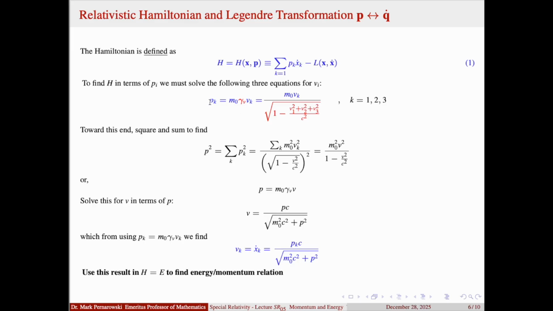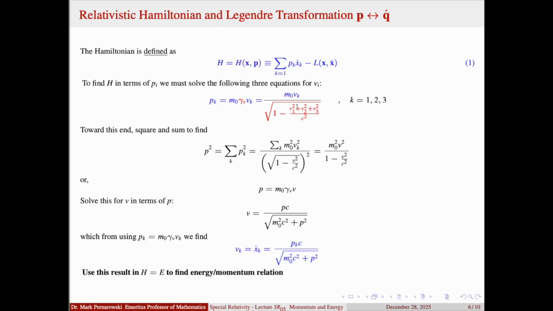Well, we already computed what the momenta were. That's this expression here, and it's got this factor of gamma sitting in here. So I'm color coding this. That gamma, if I write it in explicitly, is this red expression here down the bottom. And then I've got an m naught vk on the top. So the k component of the momenta is equal to m naught vk divided by the square root of this red thing. The reason I wrote this out is that I wanted you to see that if k equals 2, I have a v2 on top. There's also a v2 embedded in this denominator.